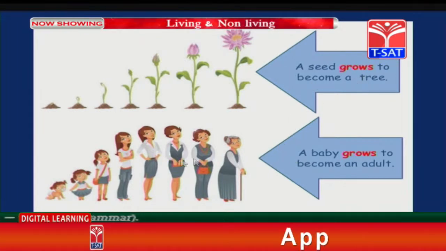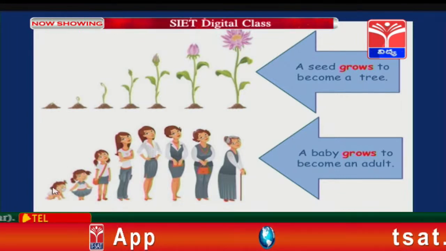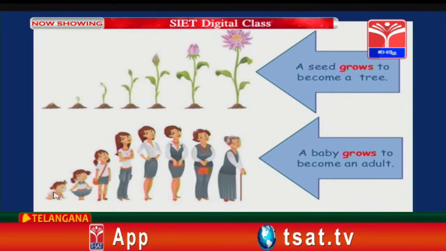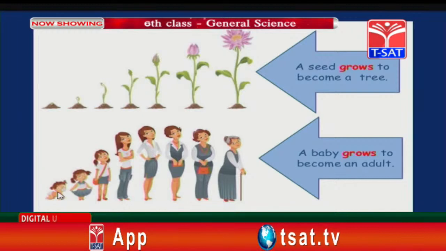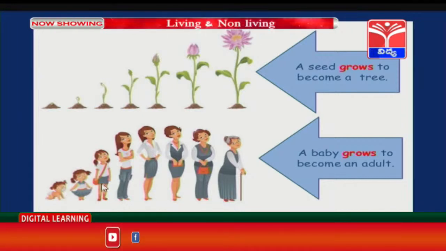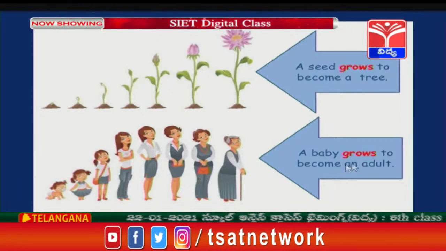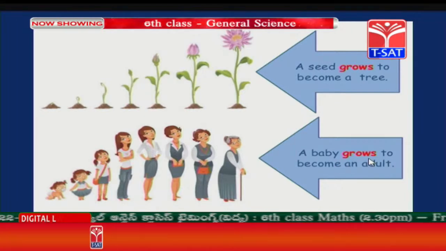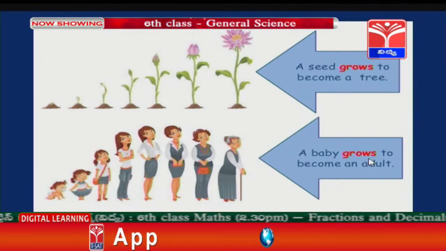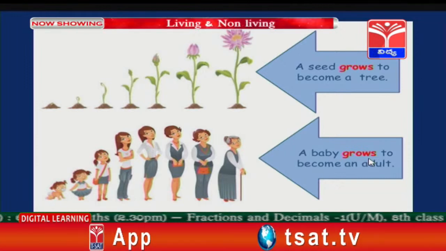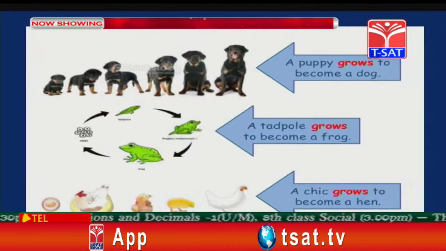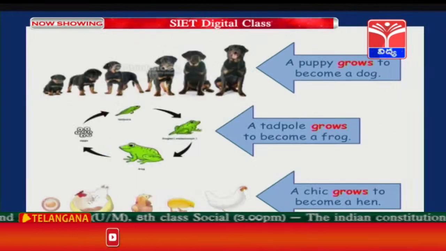Now, the second one you can observe, here human beings give birth to babies, isn't it so? This baby will be so small, isn't it? Slowly they develop into adults, isn't it so? And they become old. That means here a baby grows to become an adult. So, growth is the characteristic feature which we can see in plants and as well as human beings. Not only that one, it can also be seen in animals.